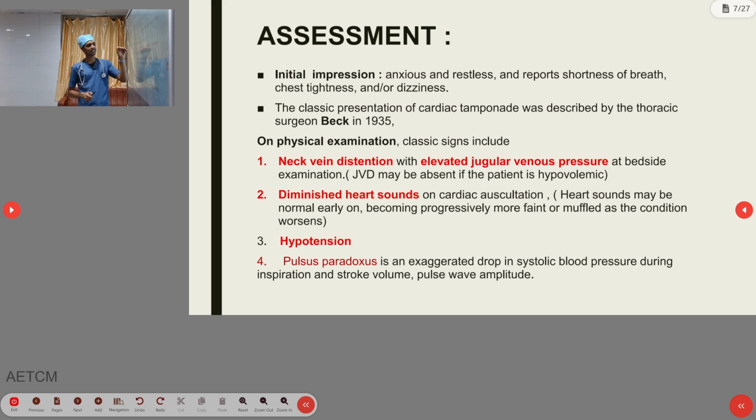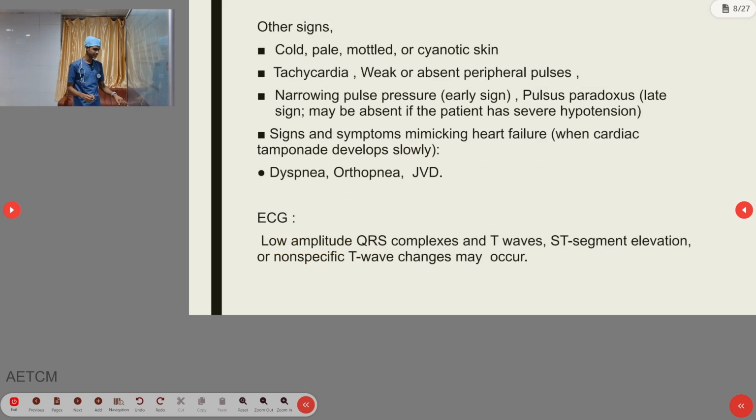Second is a diminished heart sound. Because of the fluid accumulation, at the time of auscultation, we can hear a diminished heart sound, otherwise muffled heart sound. And then hypotension: again input is reduced, so output is also reduced. Because of the problem in the contractility, it will cause hypotension. If the person is inside the hospital and has an intra-arterial catheter, we can find pulsus paradoxus also.